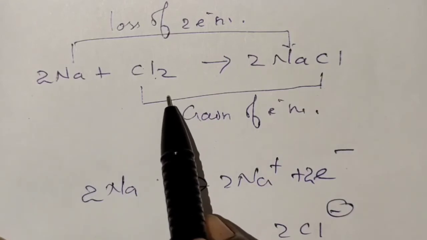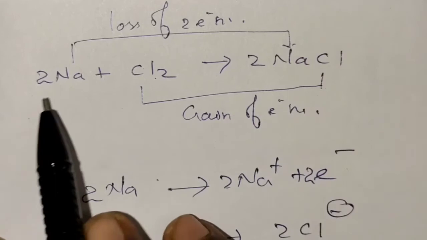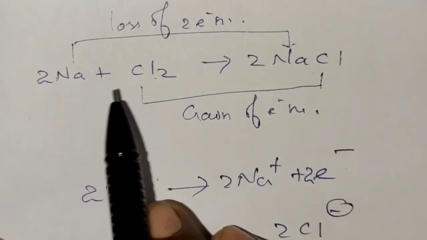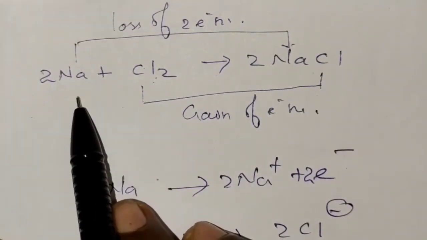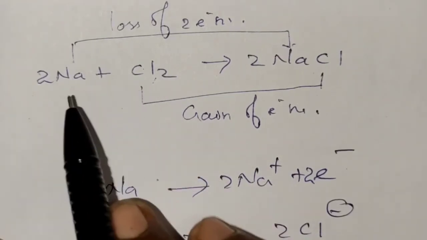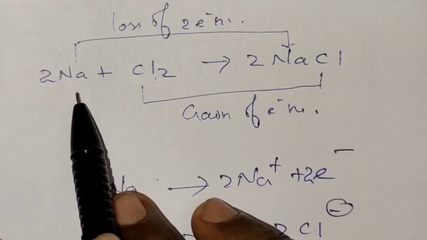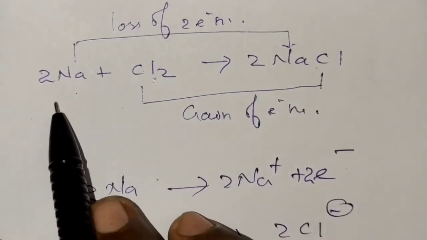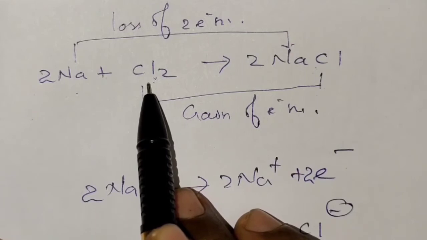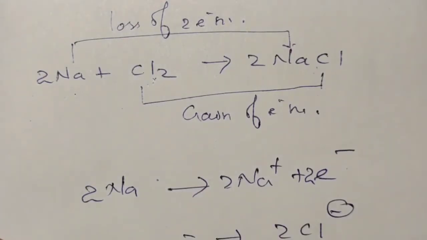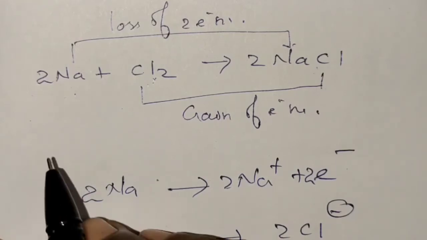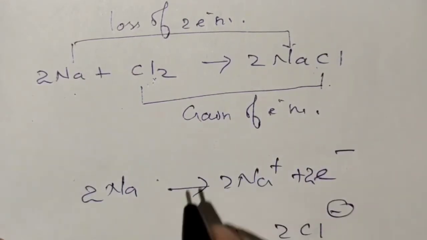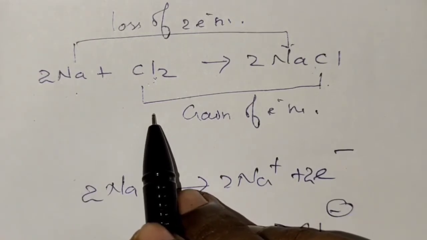Sodium when reacted with chlorine gives sodium chloride. Sodium is an electropositive element, converted into NaCl, that means an electronegative element is added to sodium. Addition of an electronegative element is called oxidation, so sodium undergoes oxidation. At the same time chlorine is converted into NaCl, that means addition of an electropositive element takes place, that is reduction. So both oxidation and reduction take place simultaneously in this reaction. Therefore this reaction is an example of a redox reaction.